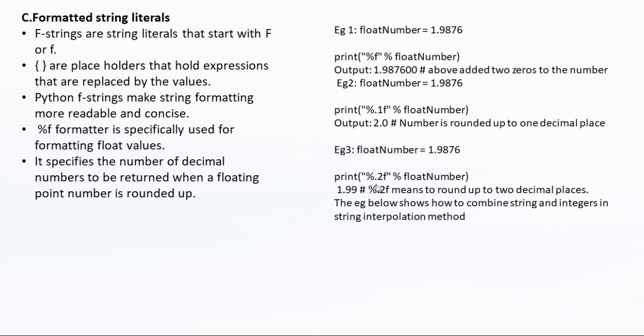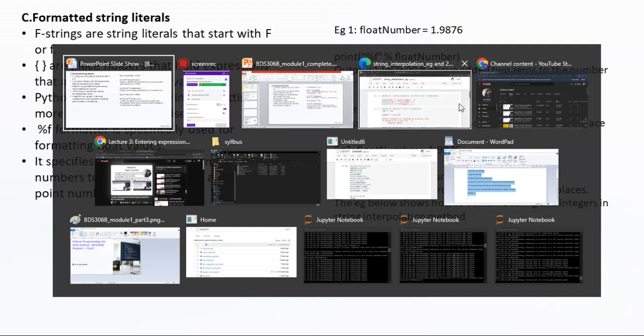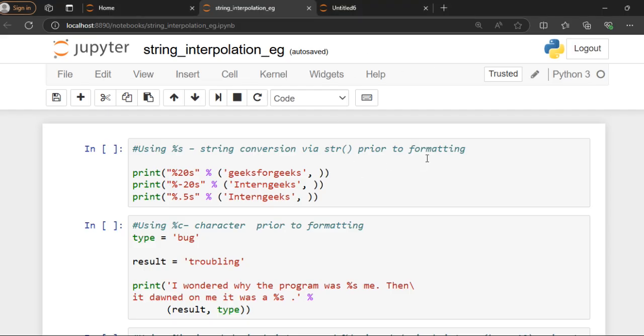In the next example, I am doing .2f. So I'll be rounding up to 2 decimal places. I want to round up to 2 decimal places instead of 1. Last time we did rounding up only for 1 decimal place. That means I'm only rounding up 0.9. When I say .2f, I'll be rounding up for 0.98. So when I round up 0.98, it becomes 0.99. So the output would be 1.99. So let's see this example on the Jupyter notebook.